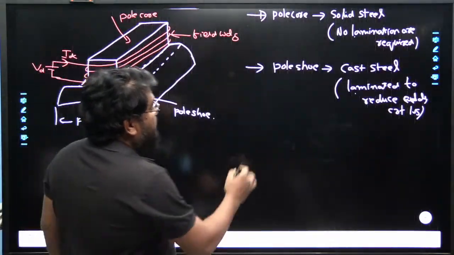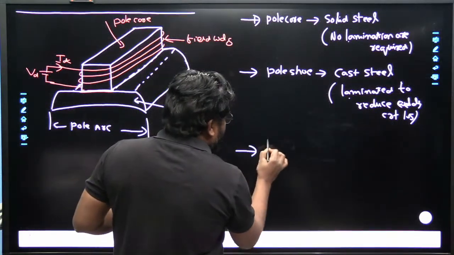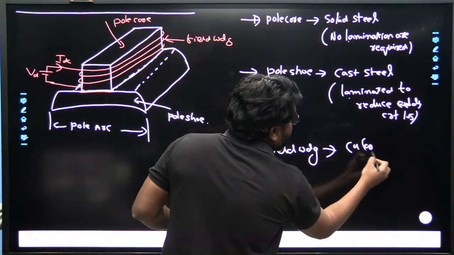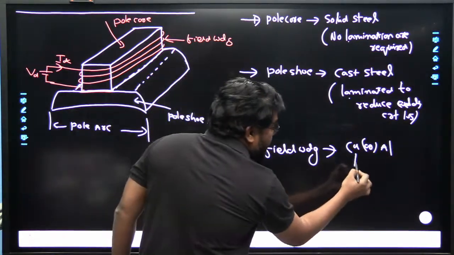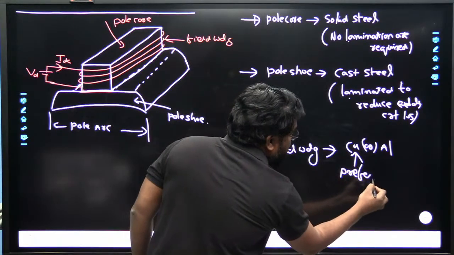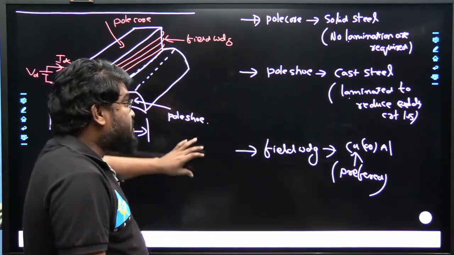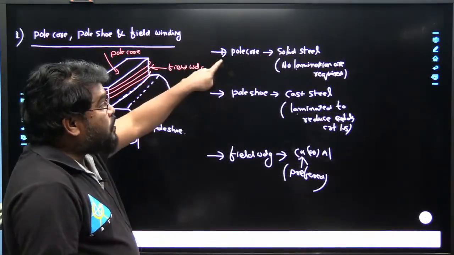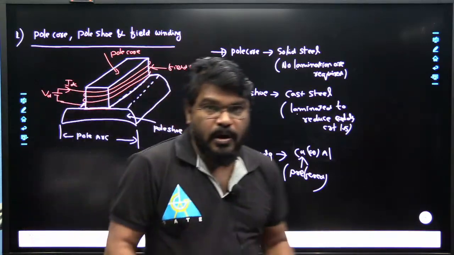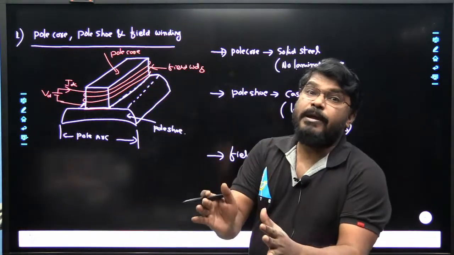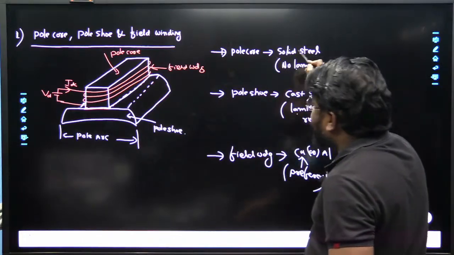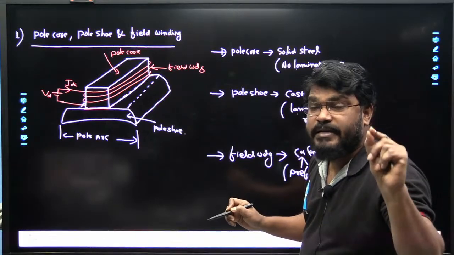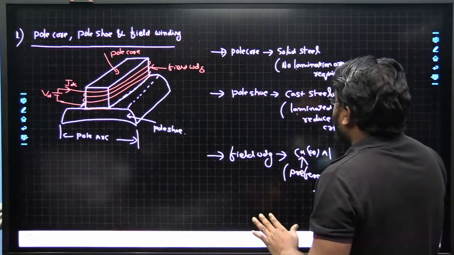And next, the field winding of the machine. So what is the field winding made of? It is made with copper or aluminum, but copper is preferred. Next, what is the function of the pole core? The pole core accommodates the field winding. So here the pole core accommodates the field winding and acts as an electromagnet when the field winding is excited with the DC supply.